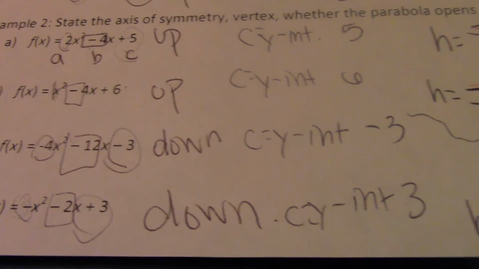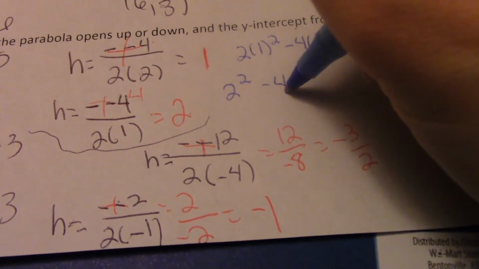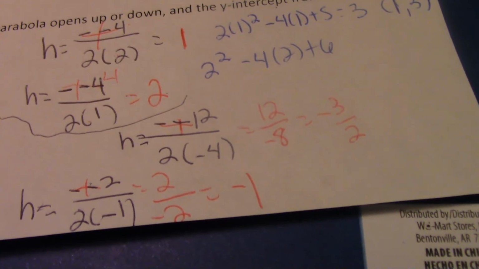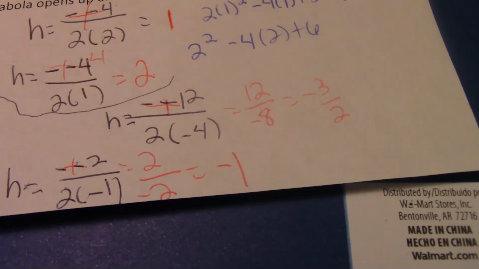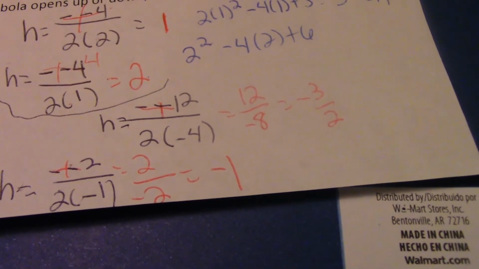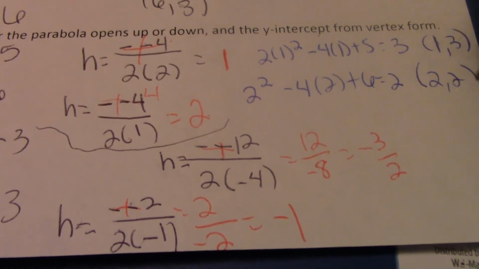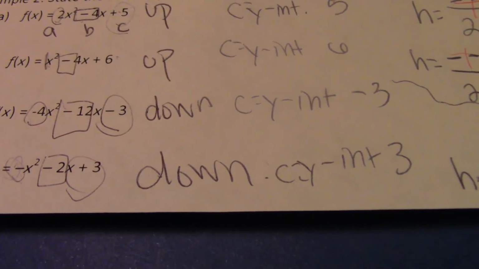So we had 2. So here's our formula. So we've got 2 squared minus 4 times 2 plus 6. 2 squared minus 4 times 2 plus 6 is equal to 2. So our vertex is 2, 2. Okay, we've got this one.